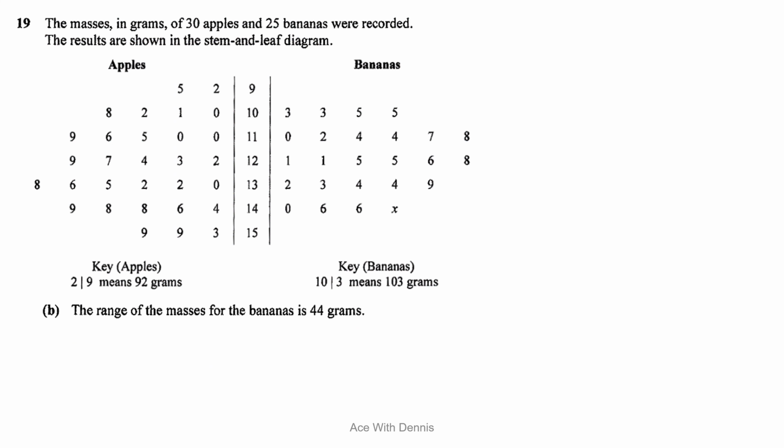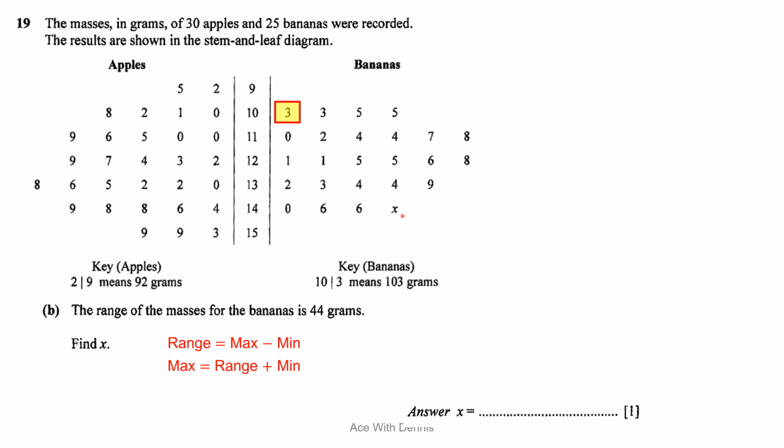B. The range of the masses for the bananas is 44 grams. Find X. 1 mark. So X is located here, which is the maximum value. We know that range equals maximum minus minimum, or maximum equals range plus minimum value. So this is the minimum value, which is 103. Given the range is 44 grams, hence maximum will be 44 plus 103, which is 147.